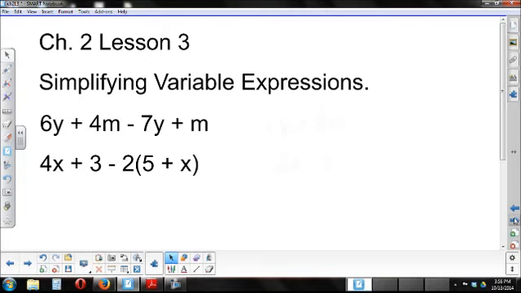All right, welcome back. For the first problem, 6y plus 4m minus 7y plus m, that should have simplified to negative y plus 5m. The second expression, 4x plus 3 minus 2 times the quantity of 5 plus x, you should have simplified that to 2x minus 7.